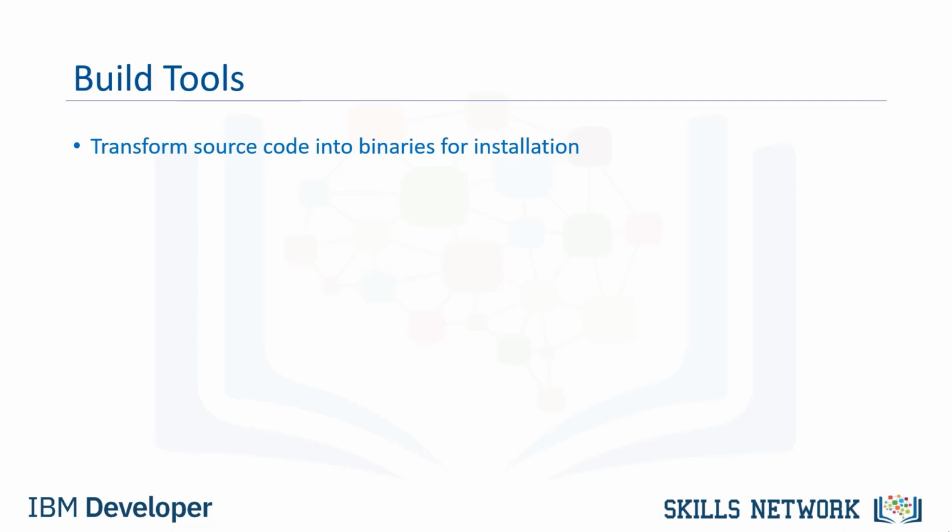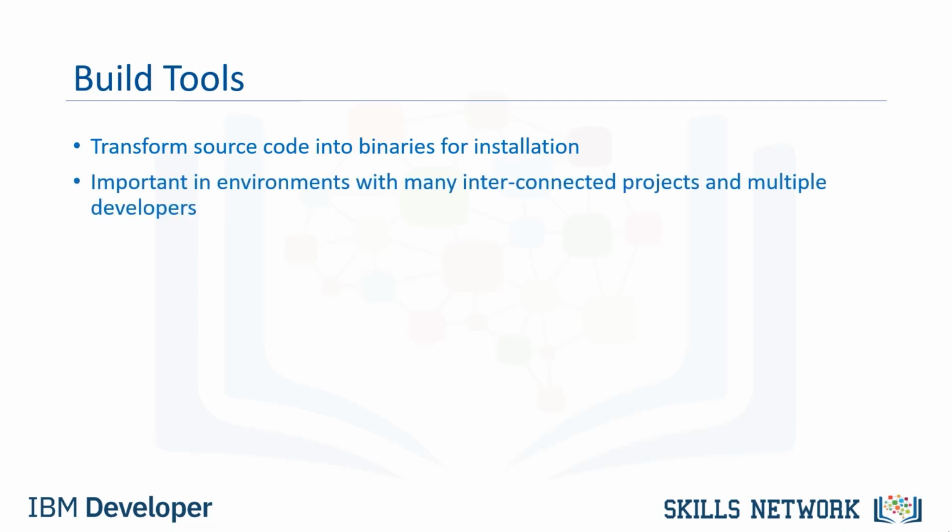Build tools organize your source code, set compile flags, and manage dependencies. They are most important in environments where there are many interconnected projects with multiple developers contributing to each project. In these environments, it can be very difficult to keep track of what changes were made, in what order, what dependencies exist, and what needs to be incorporated in the next build. So automation is key to keeping everything running smoothly.